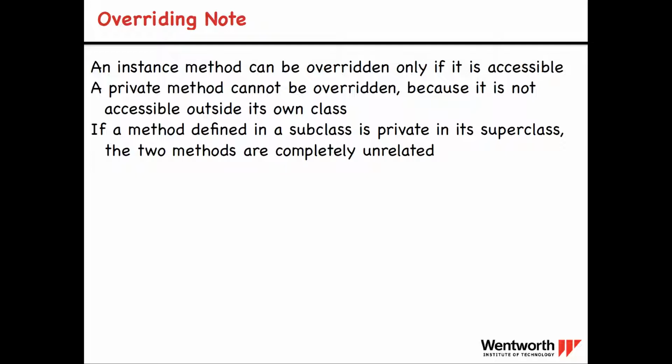If you define a method in a subclass that uses the same name but is private in the superclass. So in other words, you have the same name in both classes, the same named method, but it's private in the superclass. The two methods are then completely unrelated. They're not actually an override of each other.